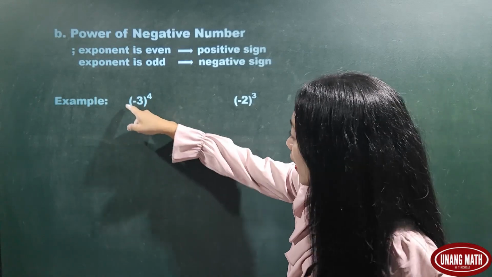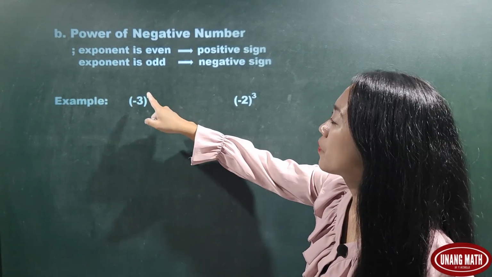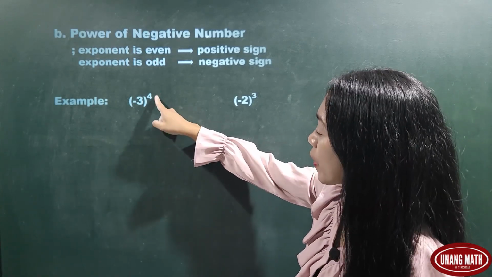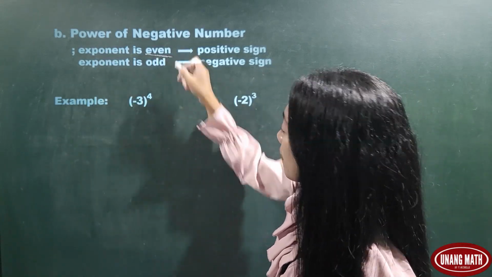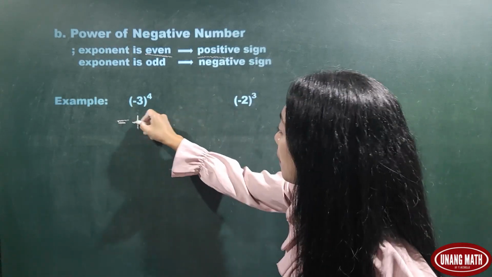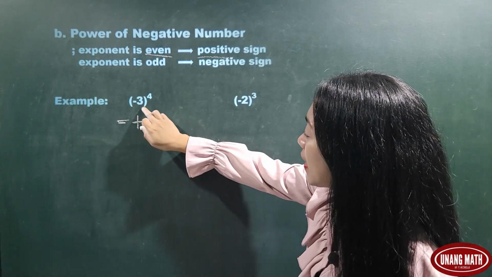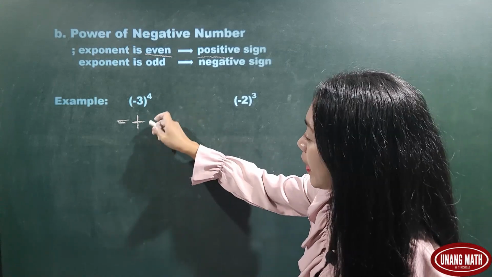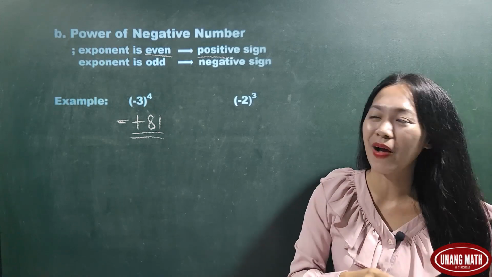Example, we have here negative 3 inside the parenthesis, and this is raised to the power of 4. The exponent or power is 4, and 4 is an even number. So that means the product is positive. We need to multiply 3 by itself 4 times. So 3 times 3 times 3 times 3, and this is equal to 81. So we have positive 81.